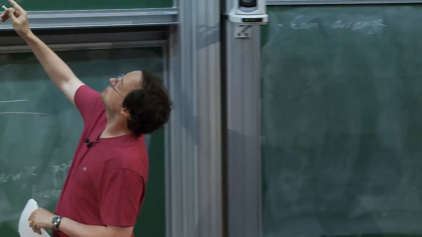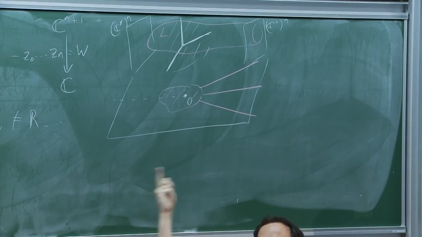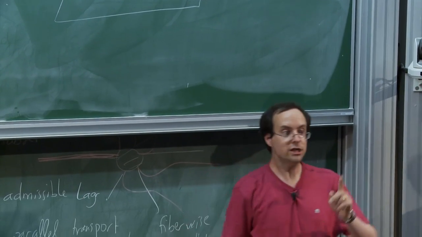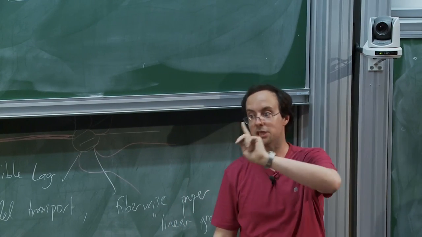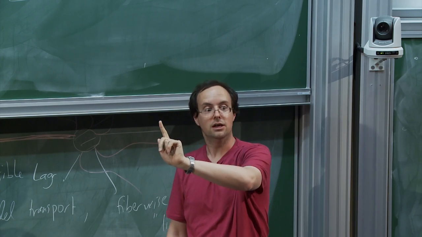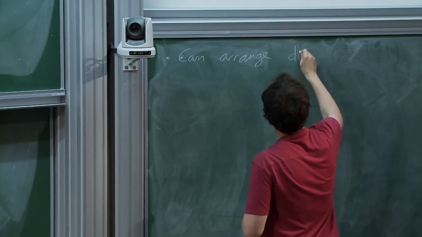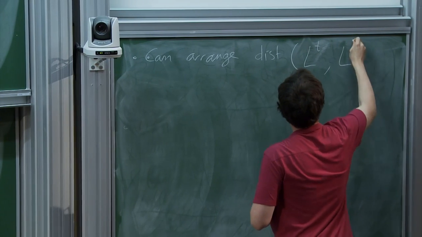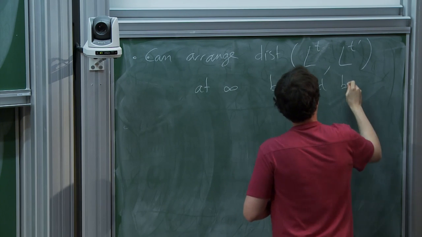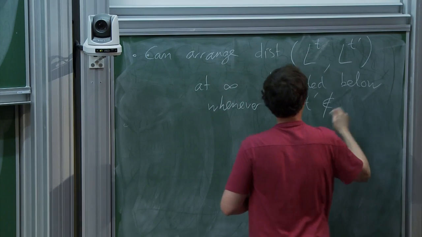Okay. So I said the fibers look like C star to the n. And what my flow will do really is some rotations inside the argument directions of this C star to the nth, the phi t, the fiber-wise flow. And I can arrange that this flow happens always at speed t in some direction, at unit speed in one of the directions. So that means points can come back to themselves in times other than multiples of 2 pi. So the claim is I can arrange that the distance between Lt and Lt prime at infinity is bounded below uniformly whenever t minus t prime is not a multiple of 2 pi.